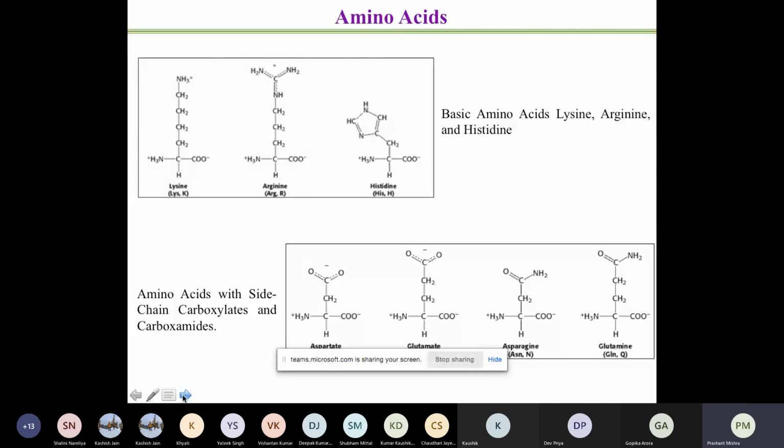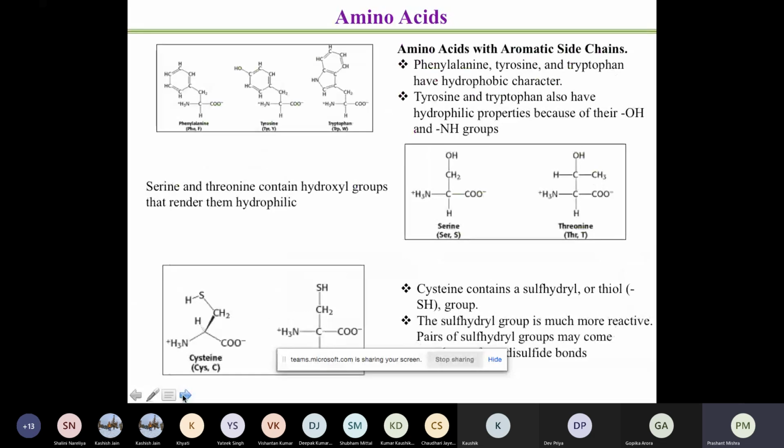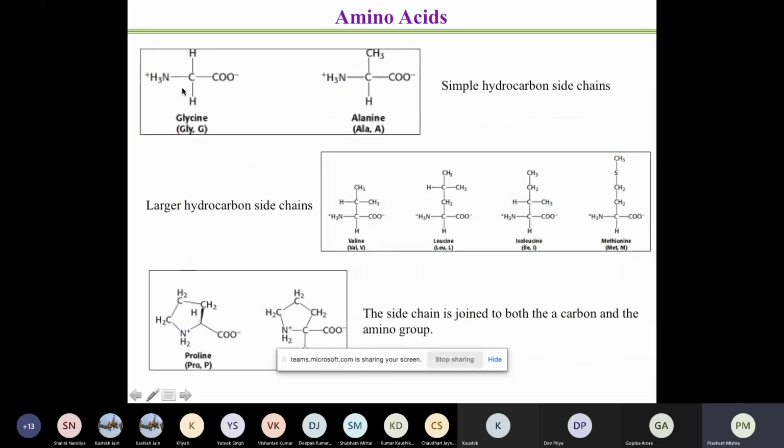We have also discussed why there are different R groups present in the structure. This R group, which is variable, is involved in filling the structure when it is in the secondary and tertiary structure form.